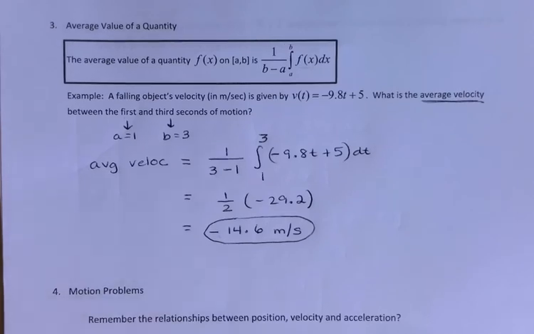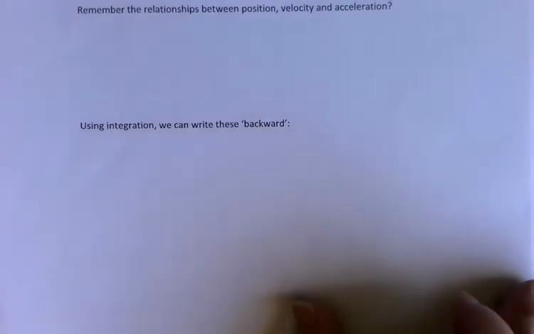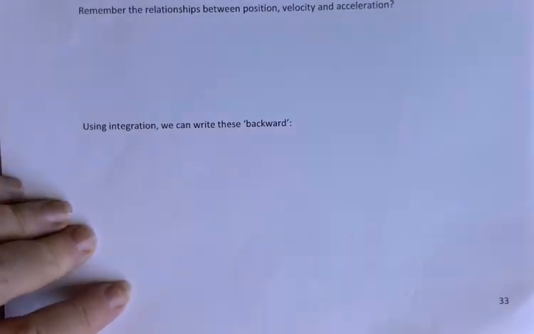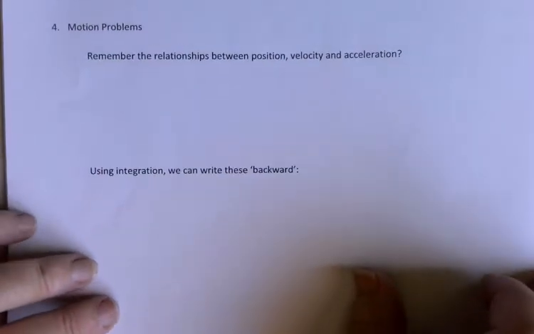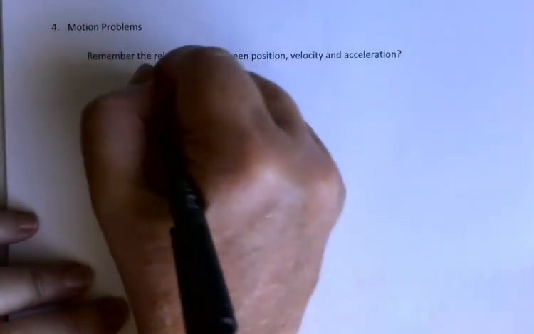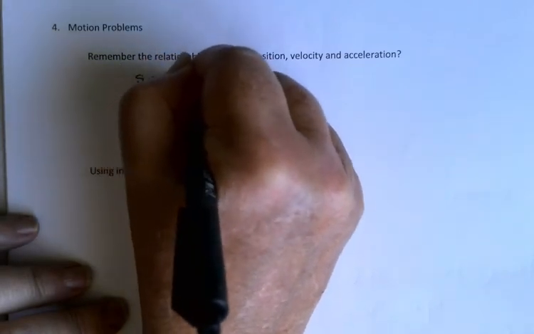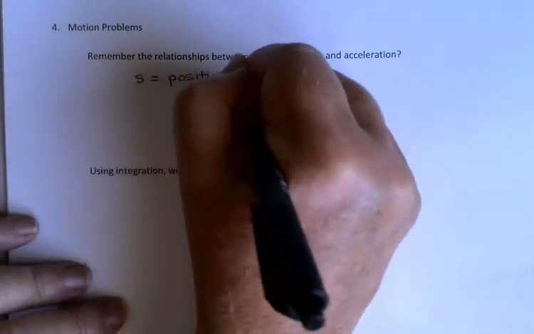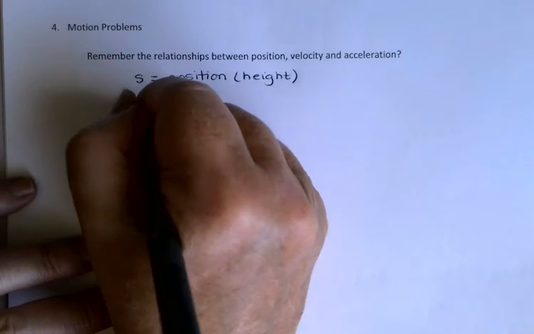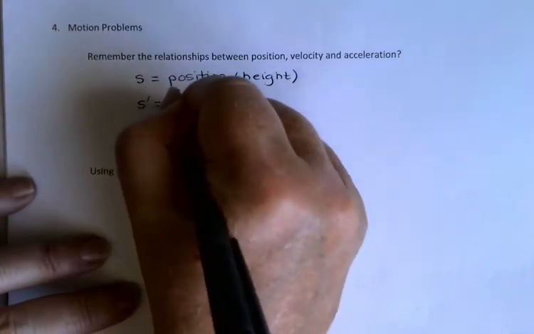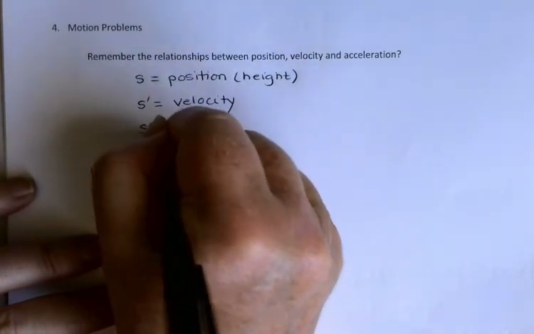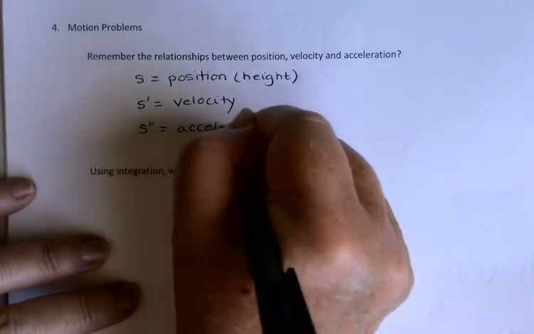All right, we've been talking about these motion problems, and my last couple of examples here are just there to remind you about the relationships between position, velocity, and acceleration. If s is our position function, in our case we often think of it as the height of a falling object, then s prime will give me the velocity, and the second derivative, s double prime, will give me the acceleration.